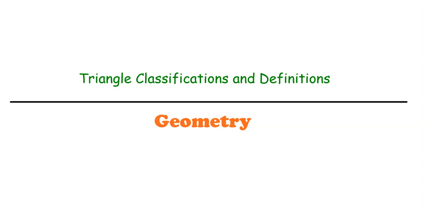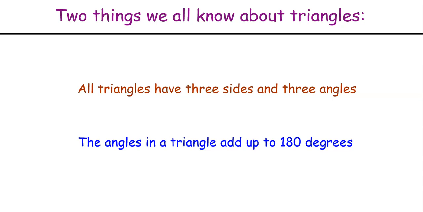We said before, when we were starting to look at the Euclidean postulate and its relationship to the angles in a triangle, that the two things most of us already know about triangles is that all triangles have three sides and three angles. That's part of the definition. And that the sum of the measures of the angles in a triangle add up to 180 degrees. Well, that gives us a way of classifying triangles according to the types of angles that it has.